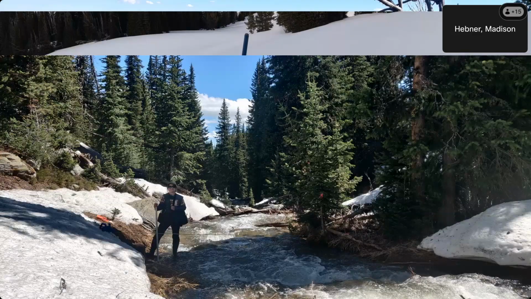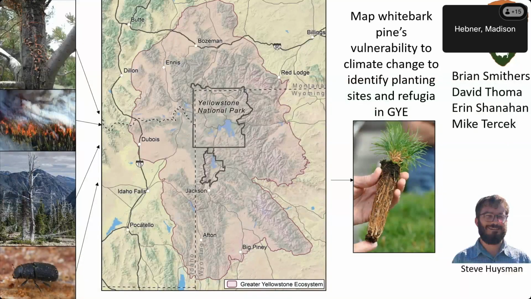And then finally, before we get to Lou, master's student Steve Heisman is working on more of a mapping project. This work is led by Brian Smithers, David Toma, Aaron, and Mike again.